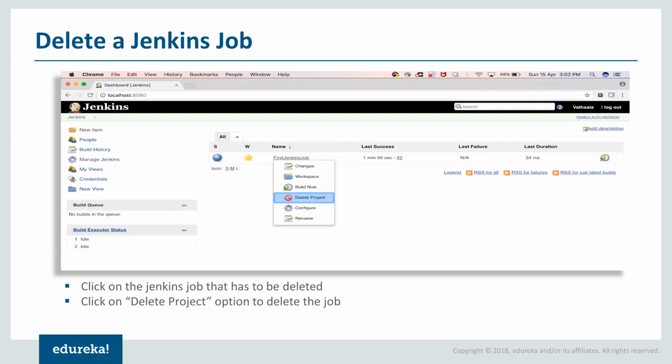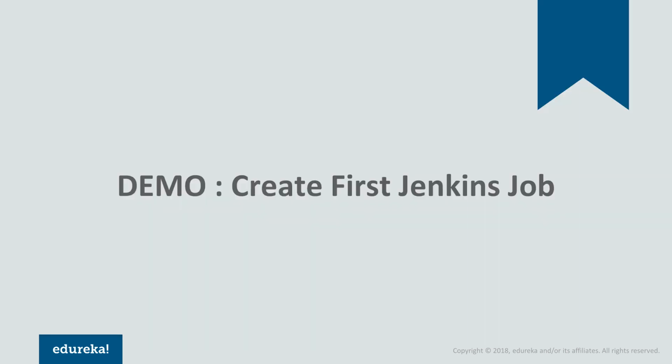So once you have created a job, if you want to delete it, you just need to click on that, and then you can use this delete project option to delete the job. As easy as that. It's not complicated at all. So let's take a look at one of the Jenkins jobs. Let's create it. Let's get our hands dirty on this.